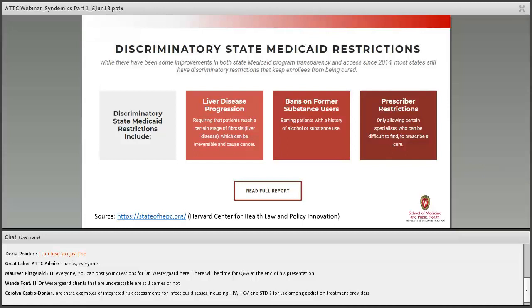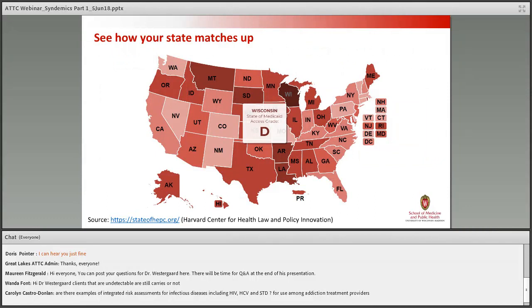This website shows where these are. There's actually a map of the entire country where you can go to your state and find out what your state's current policies are. I took a screenshot of me hovering over Wisconsin, and it shows that the state of Wisconsin is getting a D.